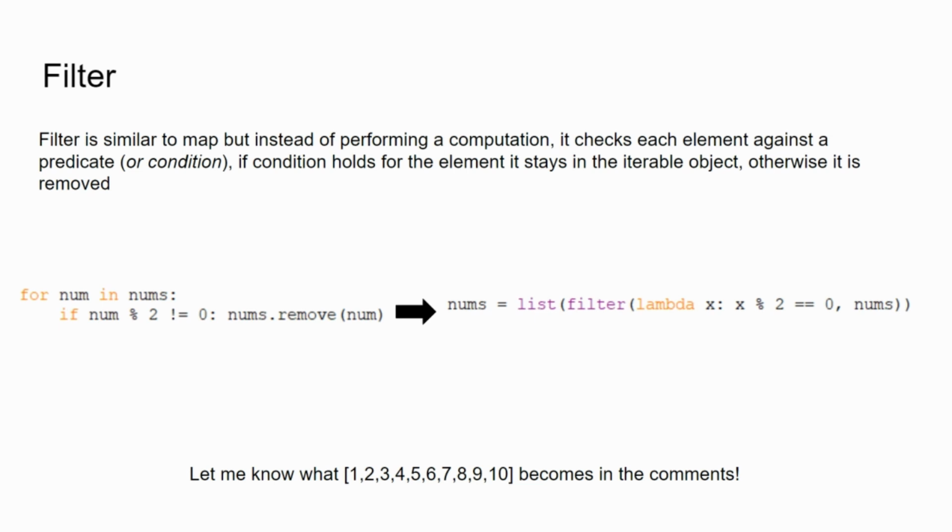So in the for loop, for each element in the object, again I'm using nums, it checks if that element is an even number. If it's not an even number, it removes it from the list.